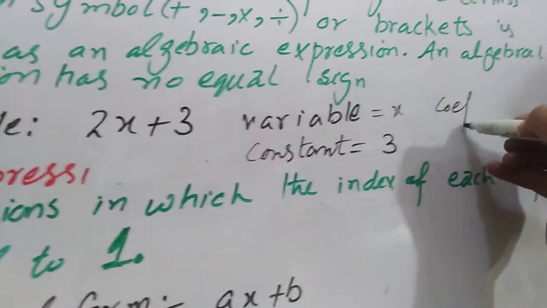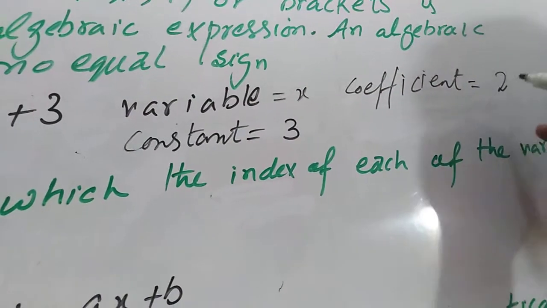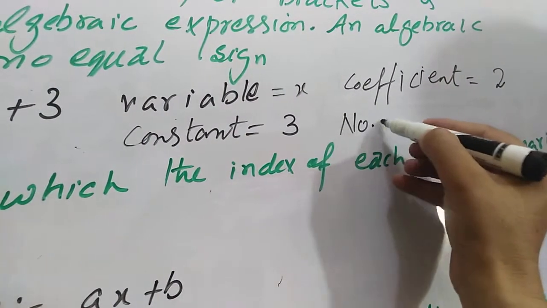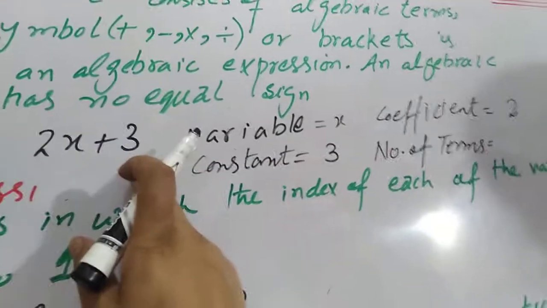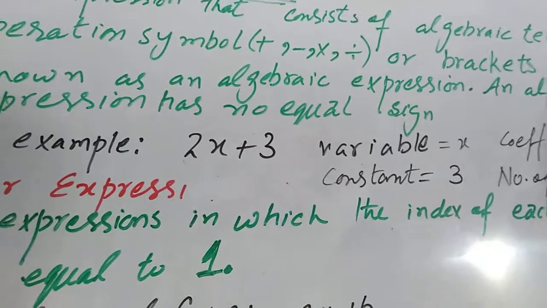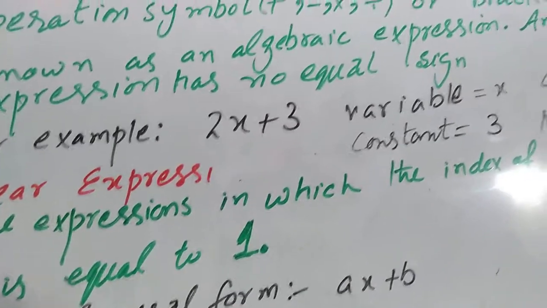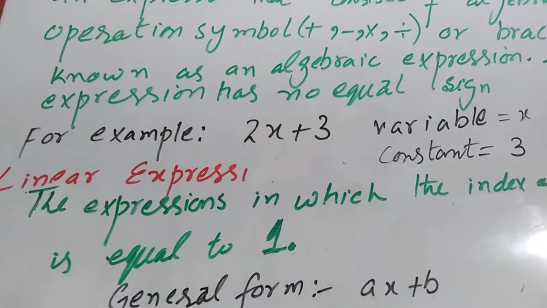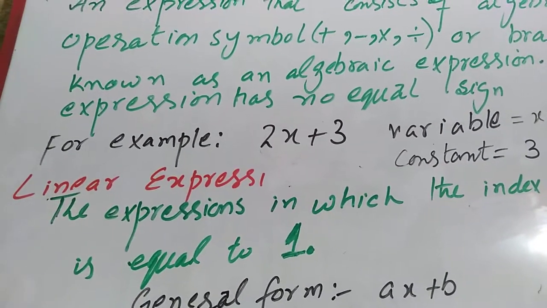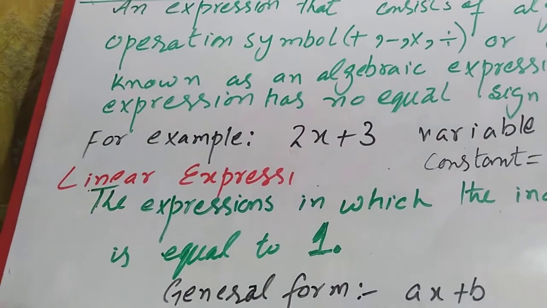the coefficient term we have over here is 2, and the number of terms, how many terms are there over here? There are 2 terms. How can you decide how many terms are in any expression? One thing you should keep in mind is that in an expression, the terms are separated with the help of plus and subtraction.